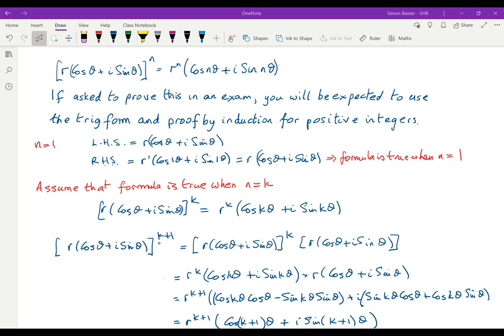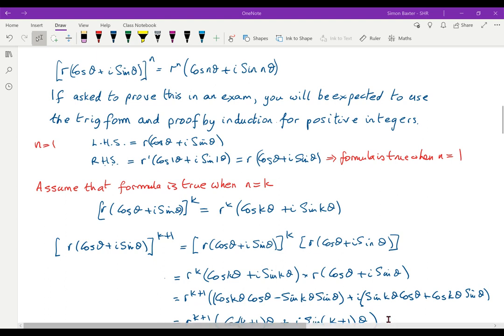So we got down to here. To the power k plus 1 must be power k times power 1. This is where I use the induction assumption that the formula works. Now r times r to the k is r to the k plus 1. Multiplying your brackets together, you get cos, i squared gives you minus sine, then you've got i times sine cos plus cos sine. This is just cos k theta plus theta. This one is sine k theta plus theta.